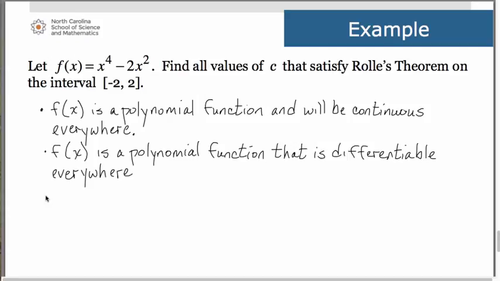Finally, the last condition specific for Rolle's theorem is that it must be true that f of a is equal to f of b. In other words, that the y values at the endpoints are the same. So we need to show what f of 2 and f of negative 2 are. If you substitute both of them back into the original equation, you do get 8. So that condition does hold true. The three conditions for Rolle's theorem are therefore met, and we can go ahead and find the values of c that satisfy Rolle's theorem on the interval from negative 2 to 2.